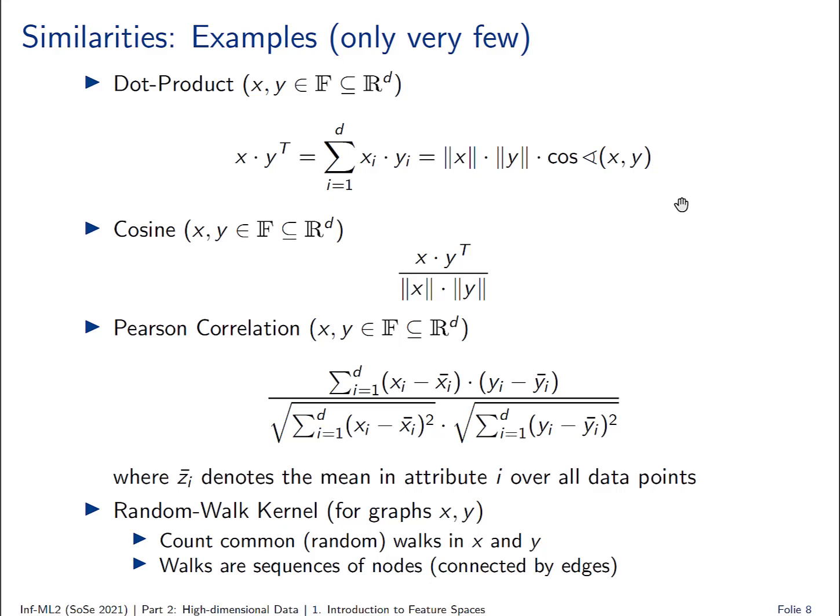Yeah, here are just some examples for similarity measures. Only a few, very few examples. There are a lot more examples, of course, out there. So, for example, you can use the dot product as a kind of angle between two vectors.